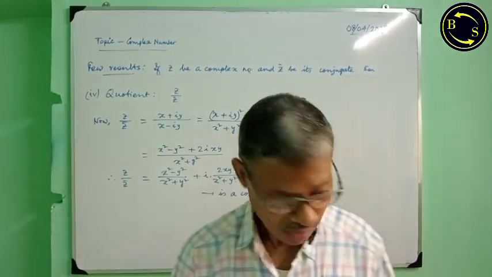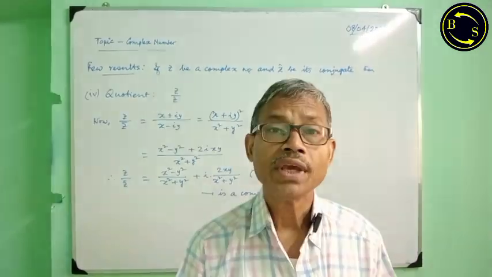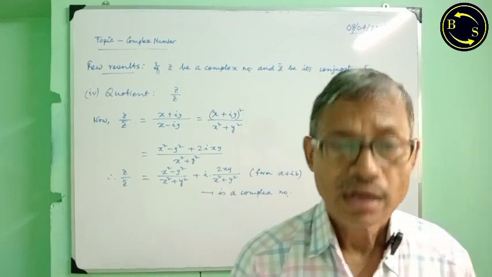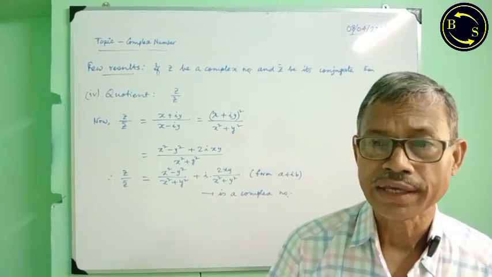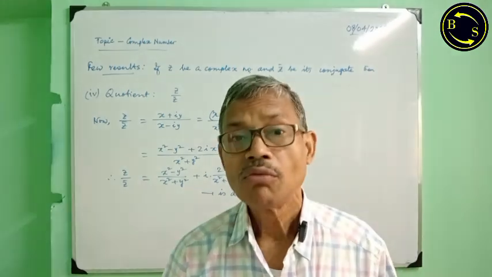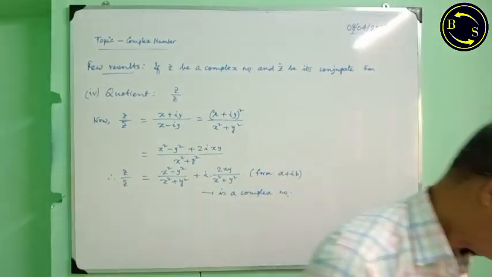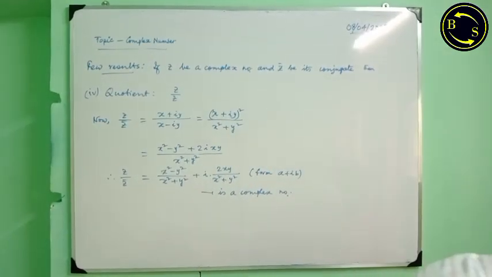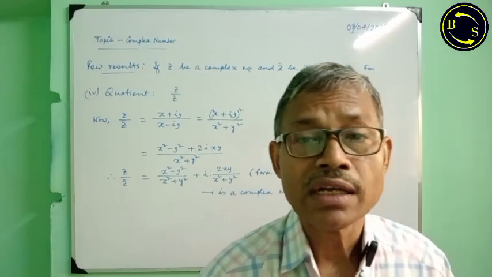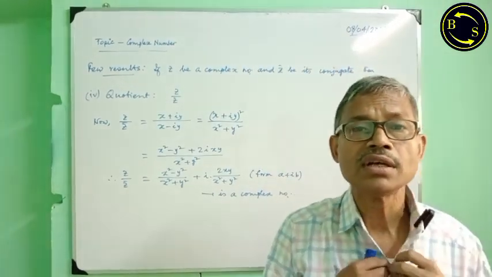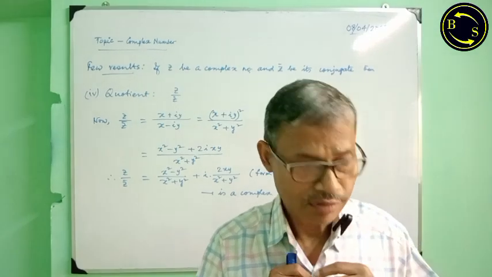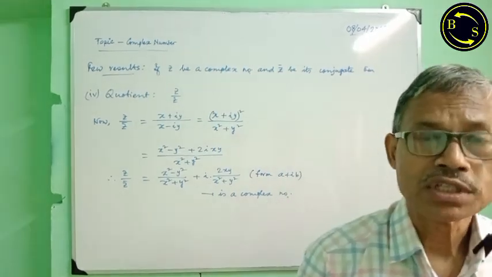Now, we have taken root over minus 1 as i. Now, what is the geometrical interpretation or geometrical representation of i? I am going to discuss it.